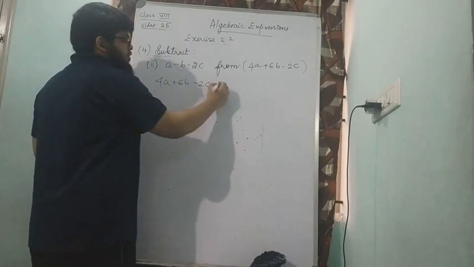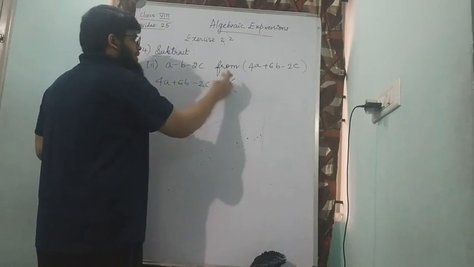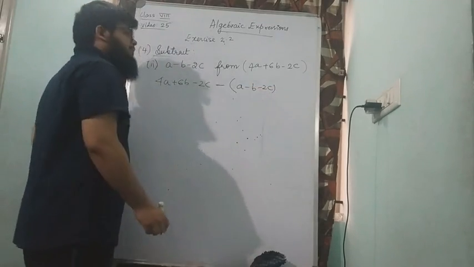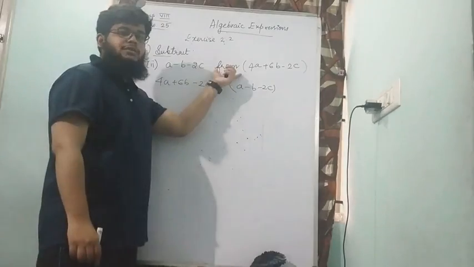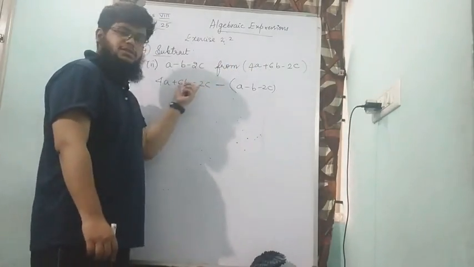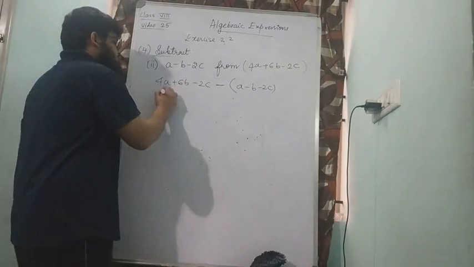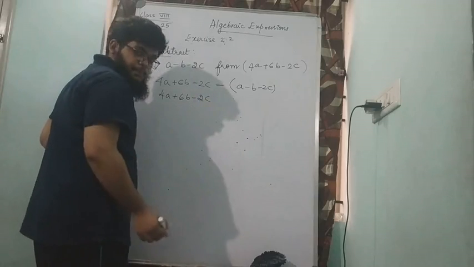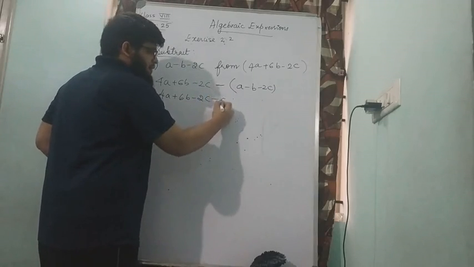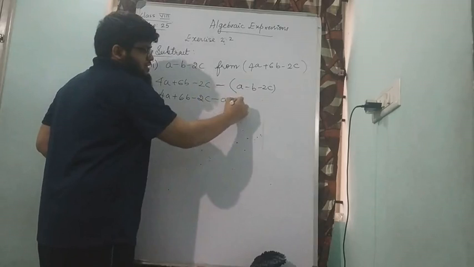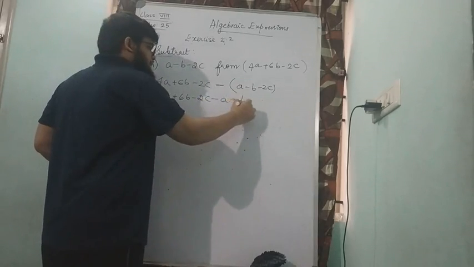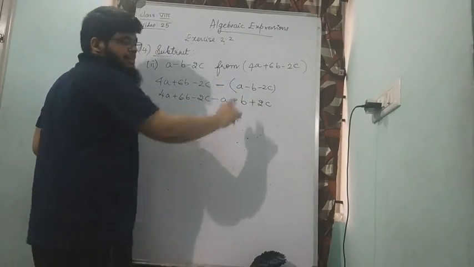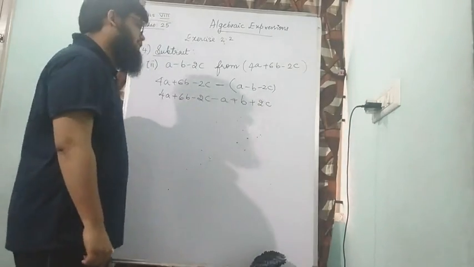We are subtracting, so I will put a minus sign. Then I will write the first expression, a minus b minus 2c. Because we are subtracting, whatever comes after the "from" sign should be written first, then minus the first expression. So 4a plus 6b minus 2c minus a as it is. Minus into minus will be plus b. Minus into minus will be plus 2c. This minus sign should be multiplied with all the signs inside the bracket.